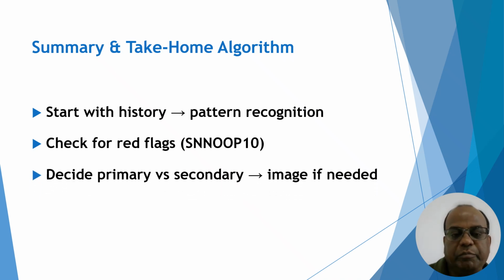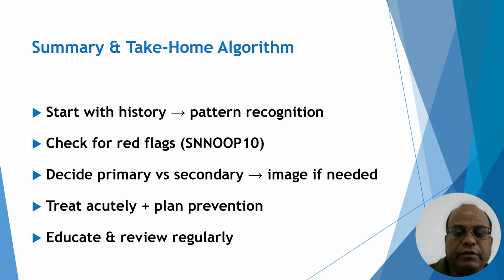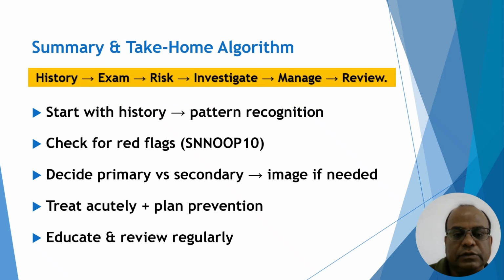You have to decide, is it primary or secondary? And imaging should be done if needed. Treat acutely and plan prevention. Then educate the patient and review regularly. So the outline is very clear. Start with history, do the necessary physical examination, identify the risk factors, do the investigations as needed, manage and review.